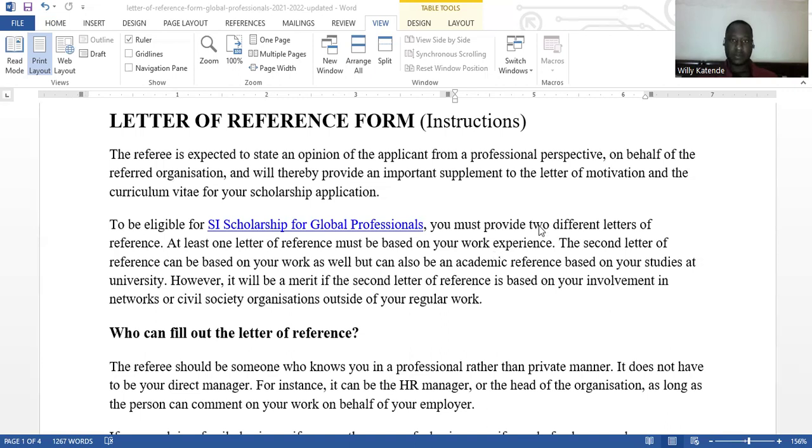And then they are saying you have to provide 2 letters of reference. One letter of reference must be based on your work experience. The second letter can also be from your work experience, or it can be an academic reference based on your studies at the university. But here is now one of the most important statements. They continue to say, however, it will be a merit if the second letter of reference is based on your involvement in networks or civil society organizations outside of your regular work.